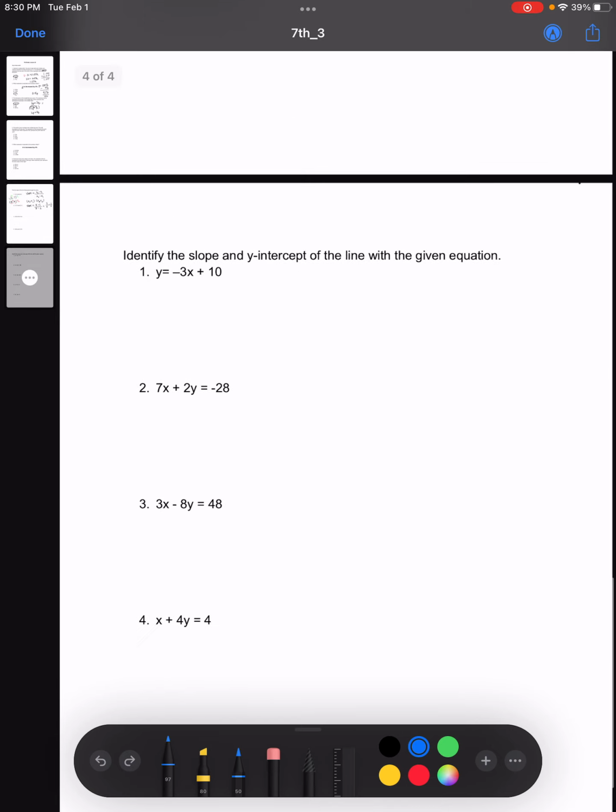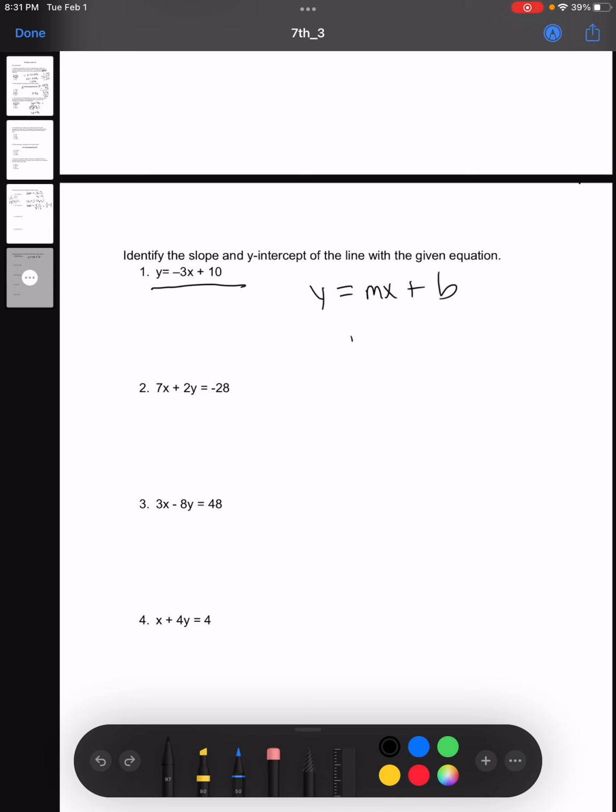We can end off with one of these. Identify the slope and the y-intercept of the line with the given equation. Well, there's a general formula we can follow. y equals mx plus b. If we see in this form, we can see that it follows it. -3 would be our m, and our b would just be 10.